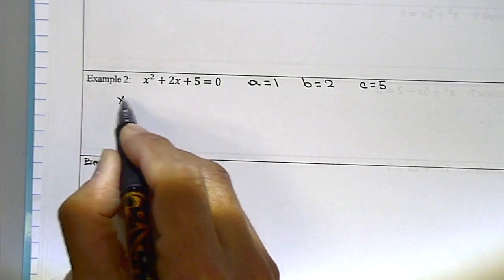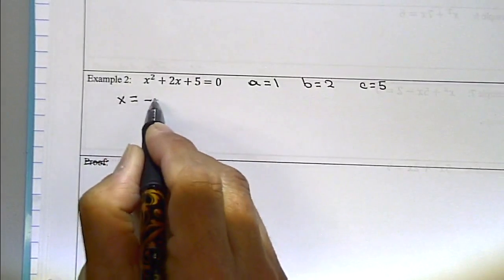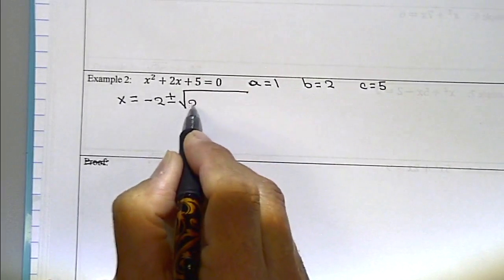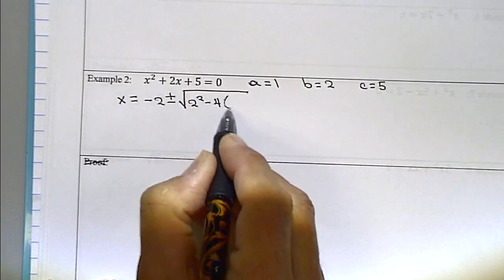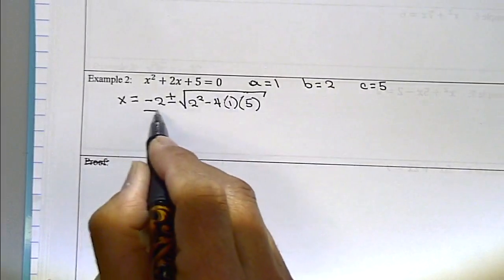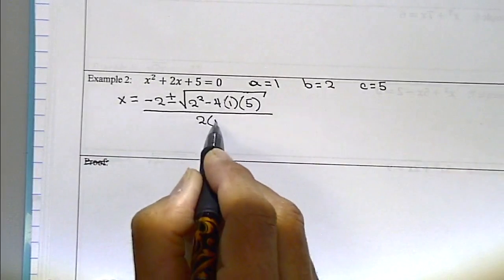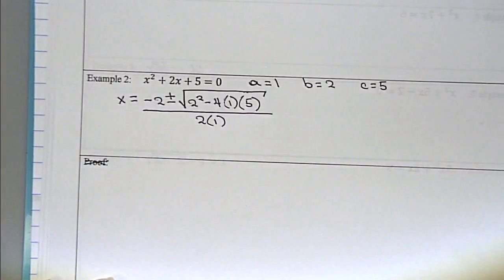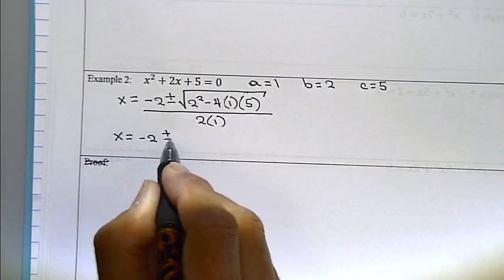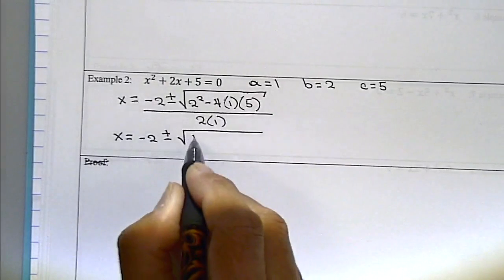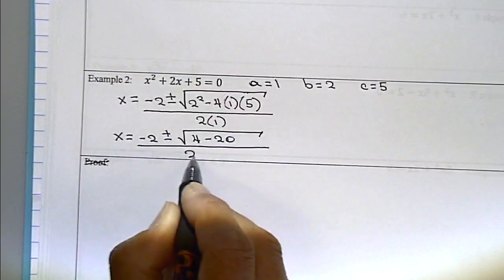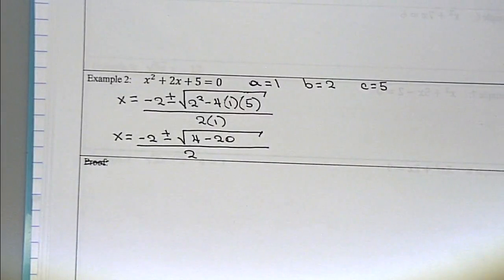All right, if I'm putting it in the quadratic, I have negative b plus or minus the square root of b squared minus 4 times a times c. All of that is under the radical, and all of this is over 2 times a. Now I start just doing the math. I say that's equal to negative 2 plus or minus, and under this radical, I can say that's 4 minus 20, and all of that is over 2. Everybody good so far? Have you gotten that far with it?